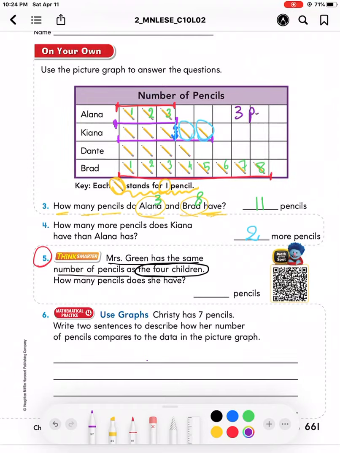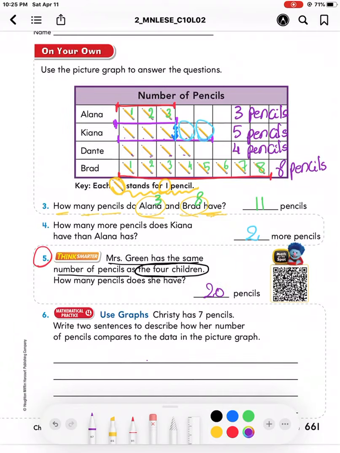For Alina we have 3 pencils. For Kayana we have 1, 2, 3, 4, and 5. 5 pencils. Okay. For Dante we have 1, 2, 3, 4. So we got 4 pencils. And here we got 8 pencils for Brad. If we added all of them, we can get 20 pencils.